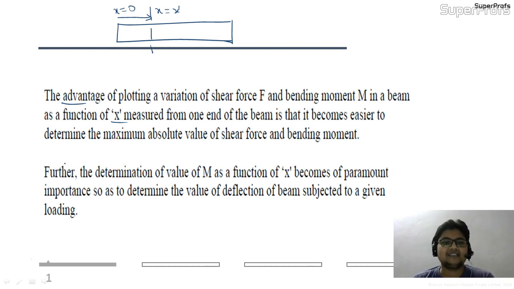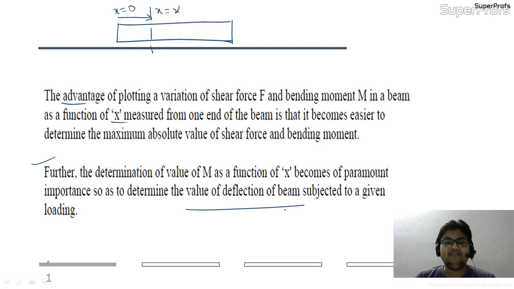So again, our task is the determination of the value of bending moment as a function of x, which is of paramount importance so as to determine the value of deflection. In the beginning itself, I told you the motive of the subject of strength of materials. We are studying stress and deformation or deflection.